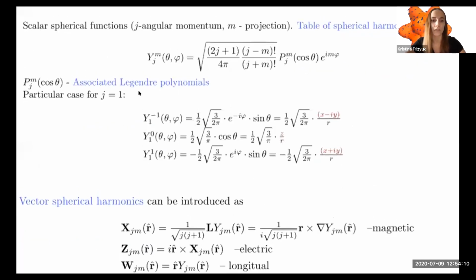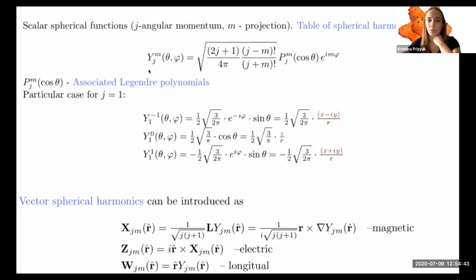First of all, I will remind you of something which you probably already heard from Andrei and Ivan, and I will introduce some notations, and then we will move to working in Matlab. First of all, I would like to remind how the scalar spherical functions look.